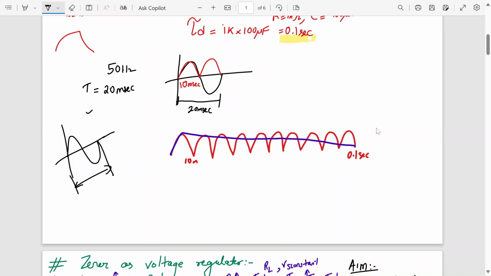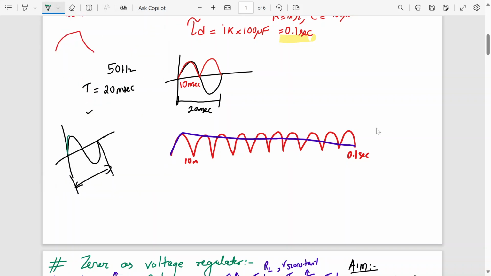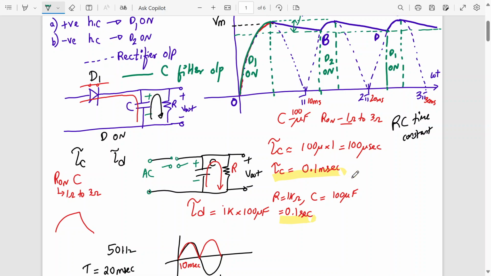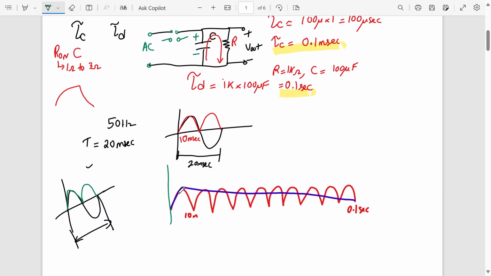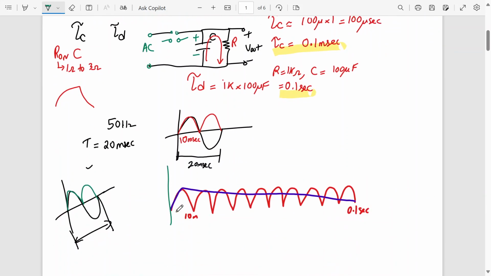And here I am getting half cycle only. Are you following what I am saying? I am getting half cycle. So half cycle is 10 millisecond. So this is 10 millisecond. And for a complete period, this is 10 millisecond, agree? And our charging time constant is 0.1 millisecond. That's why it will charge instantaneously, very quickly. Because the charging time constant is 0.1 millisecond and one half period is 10 millisecond. So we have a lot of time for the capacitor to charge.